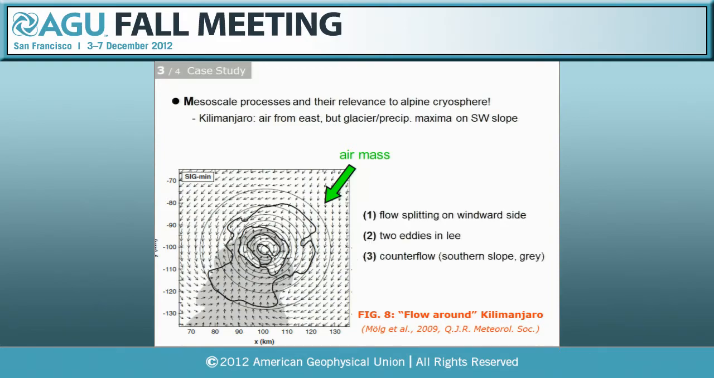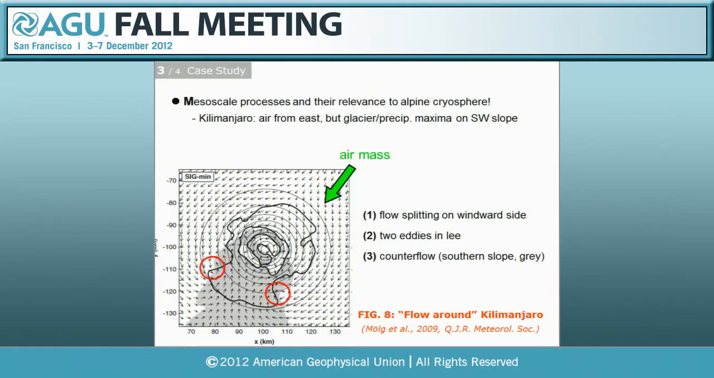And I would like to emphasize three points here. First, on the windward side, we observe flow splitting. So the air has to go around the mountain. Second, two eddies are formed in the lee. They are located here. And third, these two eddies produce a counterflow on the southern slope, which transports moisture uphill. And that's indicated by the gray shaded area.